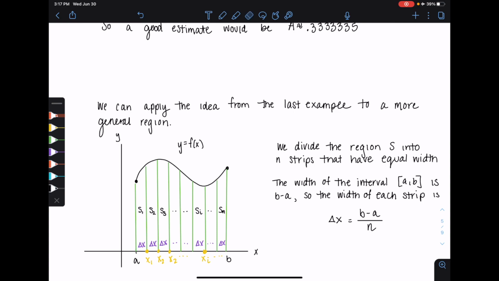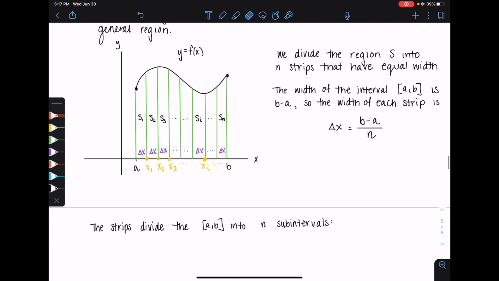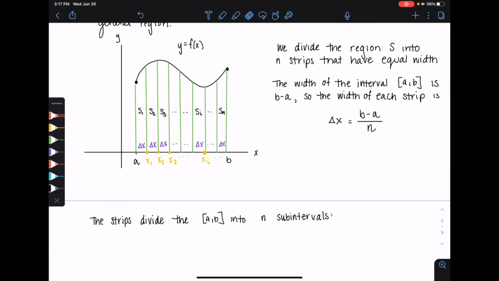Okay. So ultimately, the strips divide the interval from a to b into n subintervals. You start at a and end at x1, then start at x1, go to x2. You keep doing this process until you get to that last strip and you end at b. And what I need to do is plug the right endpoints into my function to get my height on all of these subintervals. So I want to come up with how I can express the right endpoint.